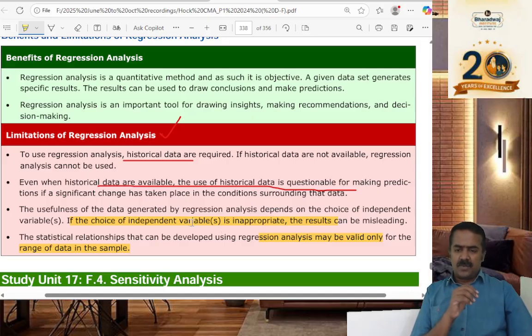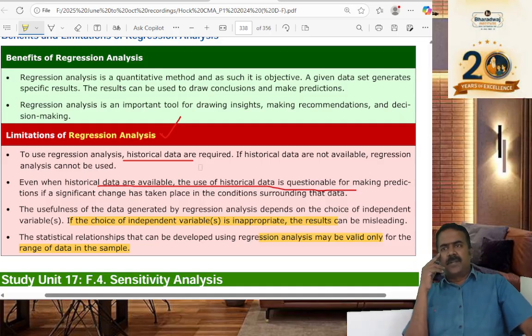Okay, so that is what. So there is a limitation of which analysis? Regression analysis. Exact prediction you cannot do.